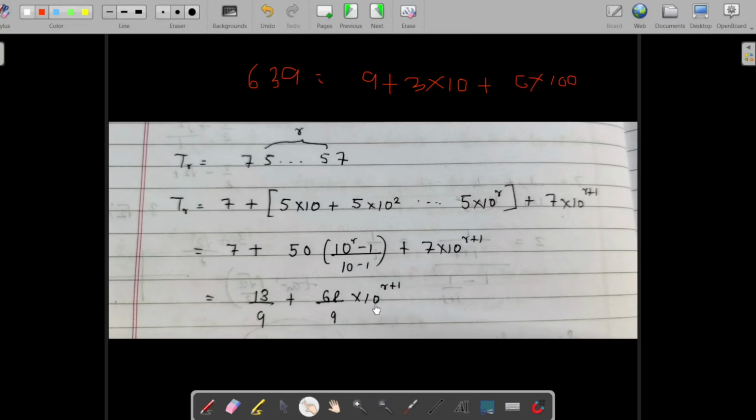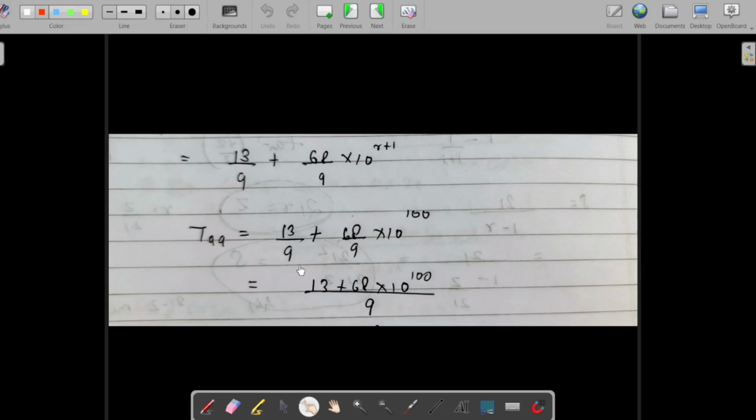Now how did we arrive at this? This is 7, this is 9. So you will have 7 minus 50 by 9, so that will be 63 minus 50 by 9, so it will be 13 by 9. Similarly, when you multiply this and add with this term, you will get 68 by 9 into 10 raised to the power r plus 1. So this is the general term.